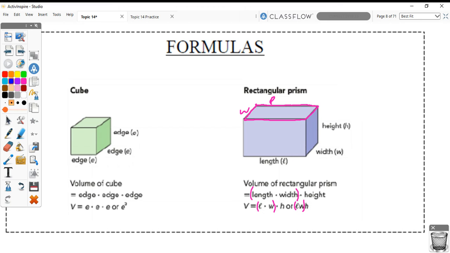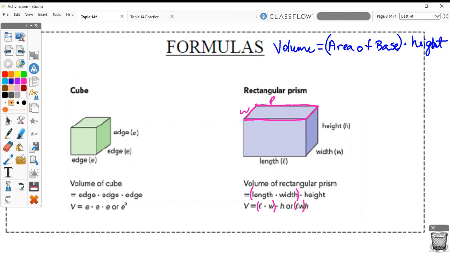This is something that's important. It's also going to be on the board inside the classroom. The volume of a prism equals the area of the base times the height of the prism. The area of the base times the height of the prism.